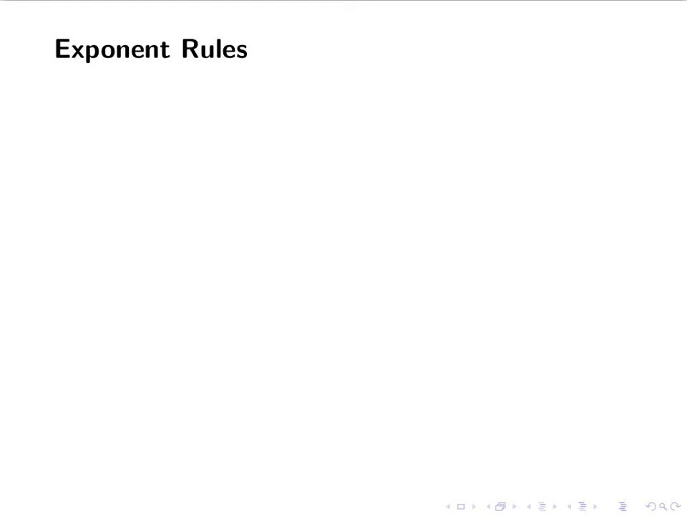Hello everyone, today we're going to look at exponent rules. The first rule is called the product rule, and it's when I'm multiplying the same base. The bases have to be the same, of something like x to the n times x to the m.